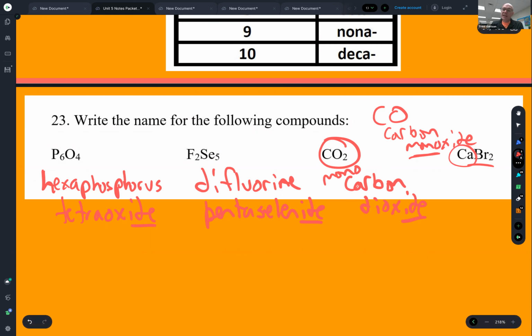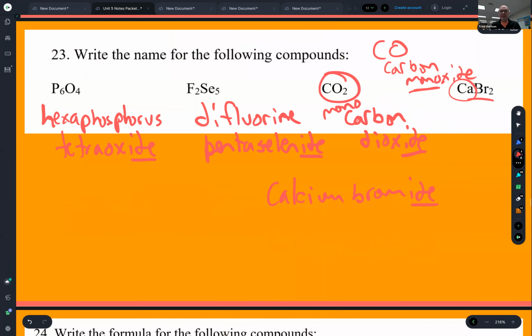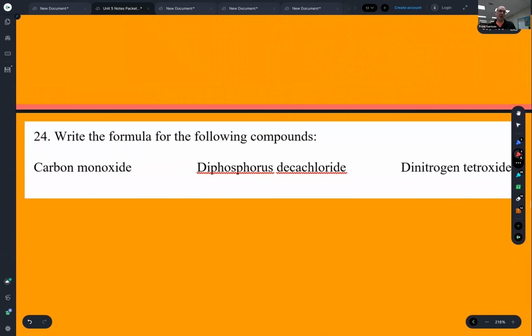Well, you should recognize that calcium is a metal. So the name of this one is calcium bromide. It only has the suffix. There are no prefixes because it is a metal, non-metal. It did a crisscross applesauce and its charges were exchanged. It is an ionic compound. It is not covalent. All right, for our last one, here's that carbon monoxide.